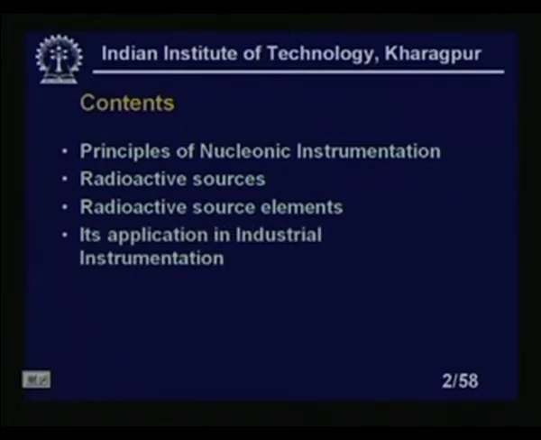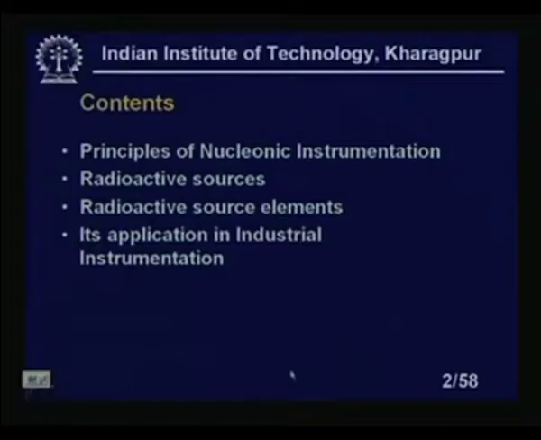Then its applications in industrial instrumentation, that means you will find the level gauge, which is a typical application for the measurement of level, and then typical applications for measuring the coating of sheets in rolling mills. So, there are various applications we will find in this type of instrumentation, and we will cover all the different applications in detail.